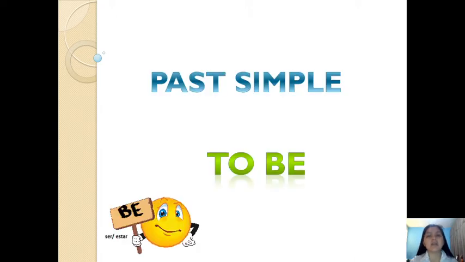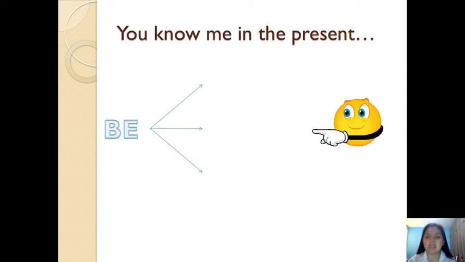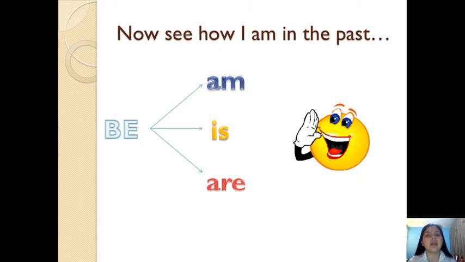Now let's start with the past simple of the verb to be. Do you remember the verb to be in present? Yes? Let's start. You know the present: am, is, and are. Right? Do you remember the verb to be in present? Now, see how it is in the past.